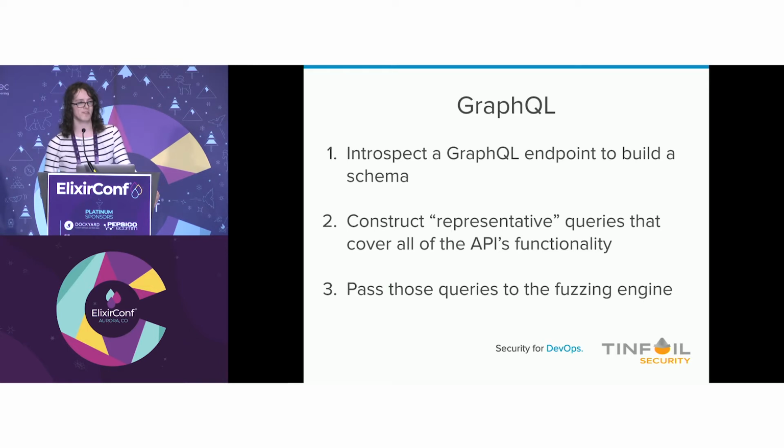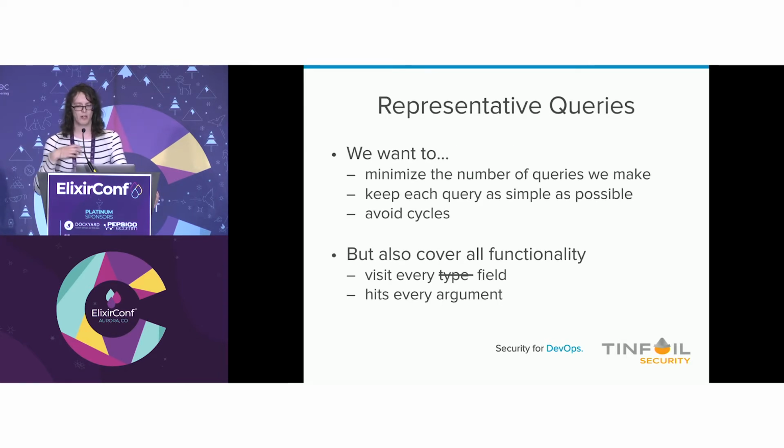GraphQL is really cool, though, because it lets you introspect the schema. Basically, you can send a query to the API, and it'll return all the types, all the unions, interfaces, the edges between them, the types of all the fields, that sort of thing. And so I'm able to use that to build a schema just from the URL of an endpoint. And then from there, my next goal is to basically get a set of representative queries that will try to cover all of the API's functionality. And then if I just pass those to my fuzzing engine, I can basically start looking for vulnerabilities in the GraphQL API for free.